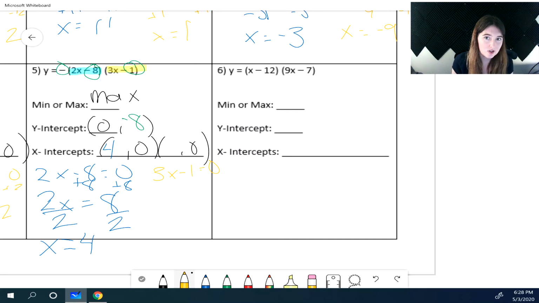All right, let's try this other one. You might get stuck on this one, and that's okay. 3x minus 1 equals 0. We want to get rid of that minus 1 first because it's the furthest away. So we add 1 to both sides, and we get 3x equals 1. Now what? Divide by 3, and we get x equals a fraction.